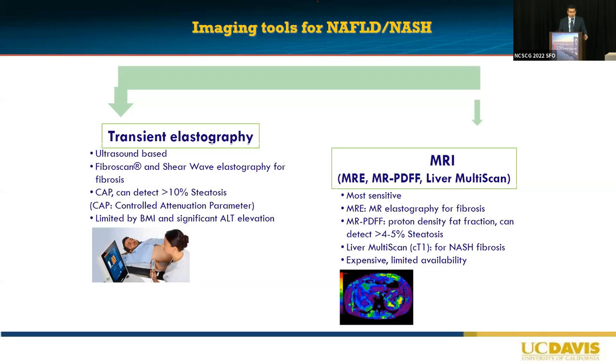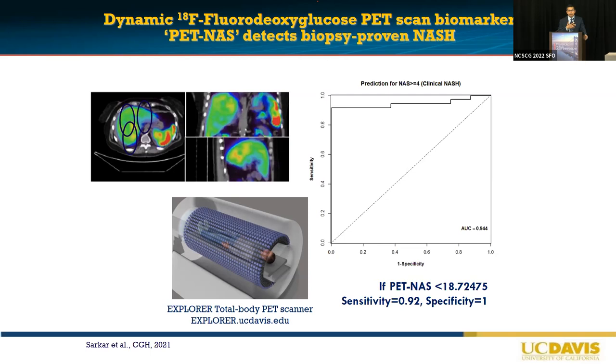And also I want to take a little bit of a segue to show some of the work we have done at our center, where we have developed a dynamic PET scan based tool, using FDG. It's available around the world, almost everywhere, for cancer applications. What we showed is that using dynamic PET, we are able to detect liver inflammation as well as NASH with very high sensitivity and specificity.